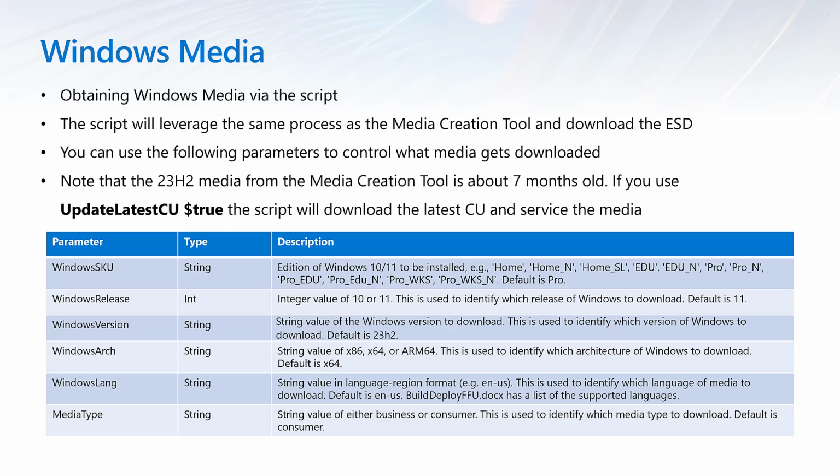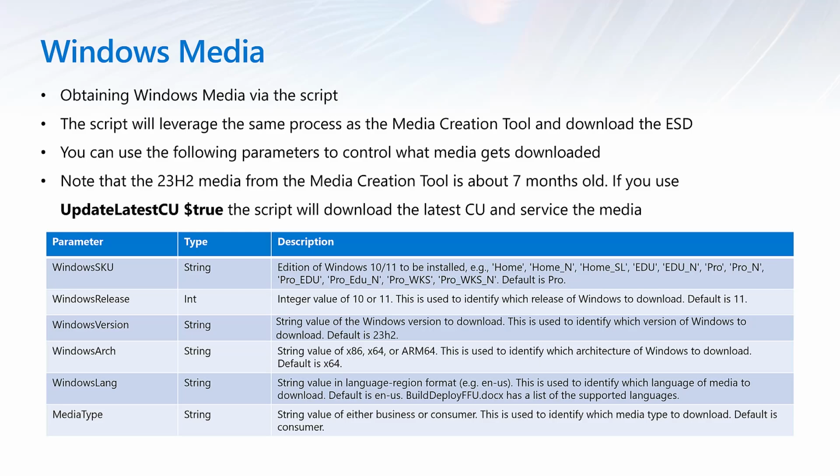Now for Windows language, you can pass a string value in language region format. So in this case, English US would be EN-US. And this is used to identify which language of media to download. The default is EN-US. The build deploy FFU.doc file has a list of all the different supported languages. And then for media type, that's a string, and that can either be business or consumer media. This is used to identify which media type to download.